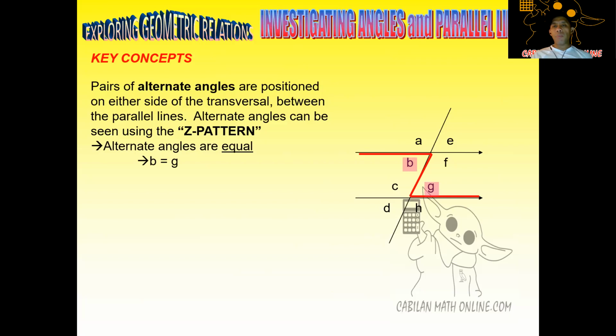Now, to the opposite of that, it's kind of like an S, but it's still a Z backwards, so to speak. We would have angle C and angle F to be equal. So that's dealing with the Z pattern, or alternate angles.